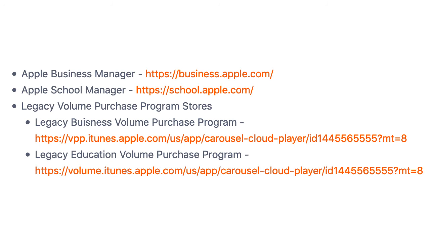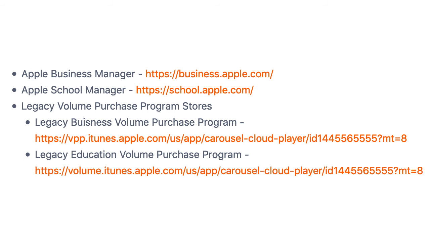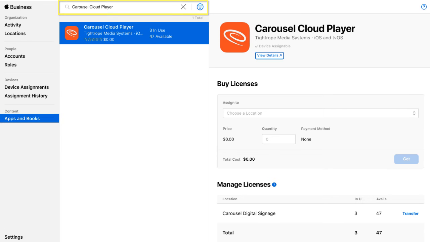Open a new tab and open the appropriate app store. For Legacy Volume Purchase Program stores, use the direct links here to find the app, since Apple does not show results for tvOS apps. For Business or School Manager, go to the Apps and Books link under the Content in the sidebar. Then search for Carousel Cloud Player.